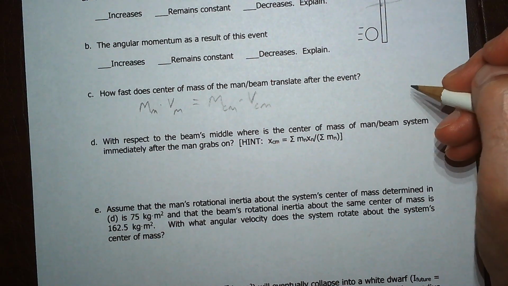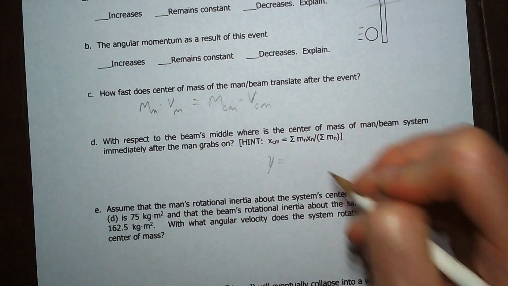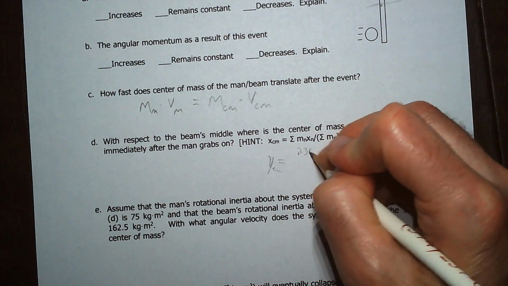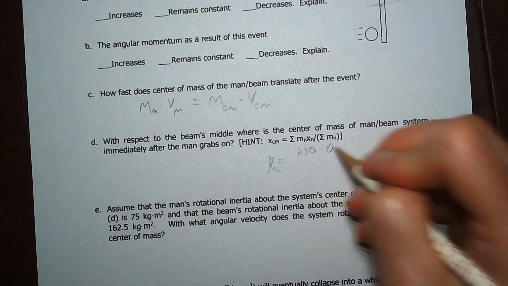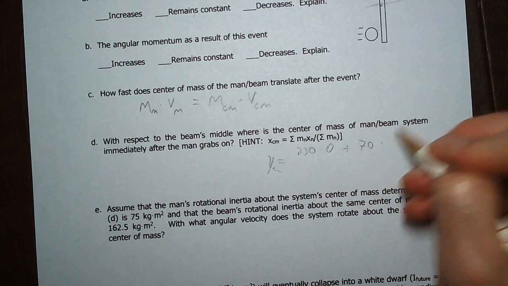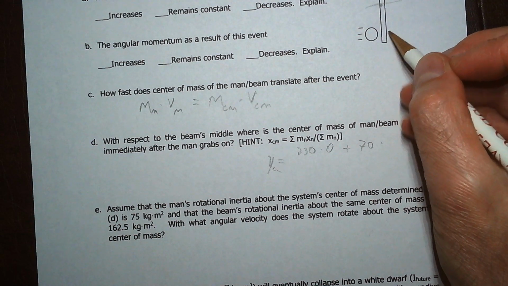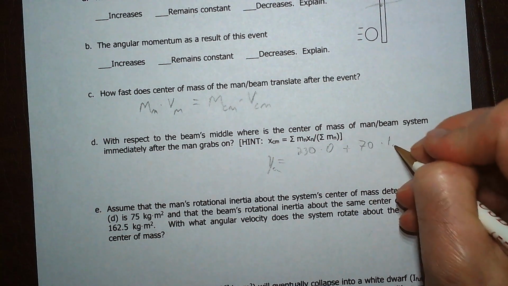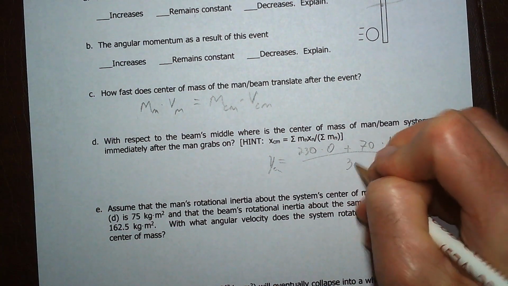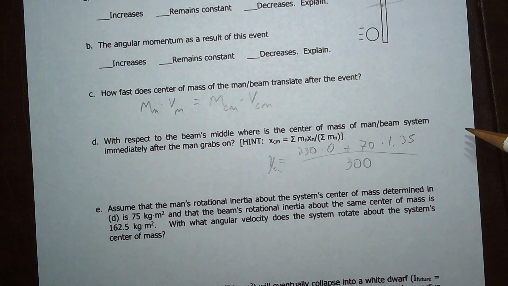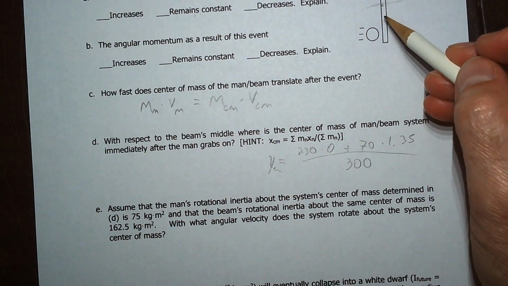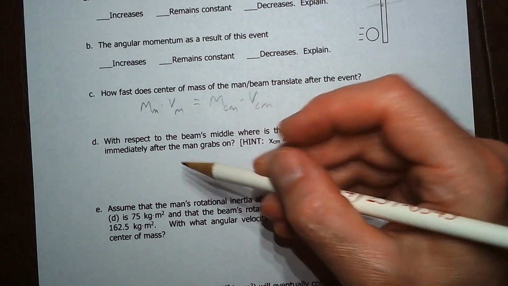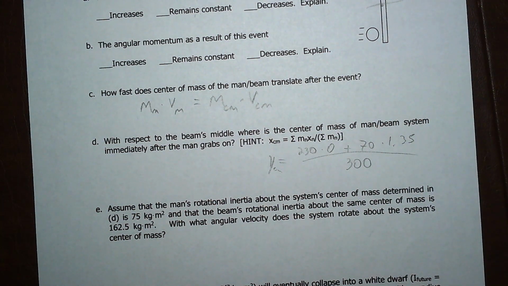So to figure out the center of mass, I'm going to do it in the y direction. It's going to be the mass of the whole thing, 230, times its position, which is 0, plus 70 times the position of the man here on the end. So if this is 2.7, then this would be 1.35, divided by 300. So that's going to give us the center of mass, and it's going to tell us how far it is from the center. All right, so that'll be our answer.